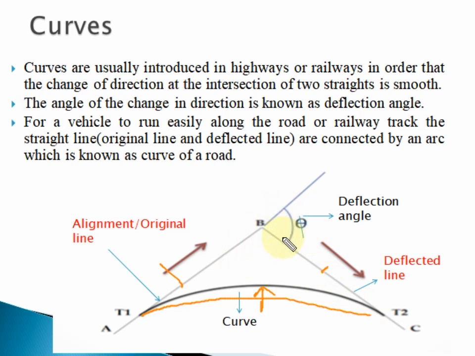The angle of change in direction. So your direction is this, but the direction changes. So this angle is called the deflection angle, denoted by phi. Okay, remember T1 and T2 are the two tangents. Okay, so the alignment of the road in this direction, the deflected direction, the curve is introduced between the two tangents. Okay, usually it is used for highways and railways.